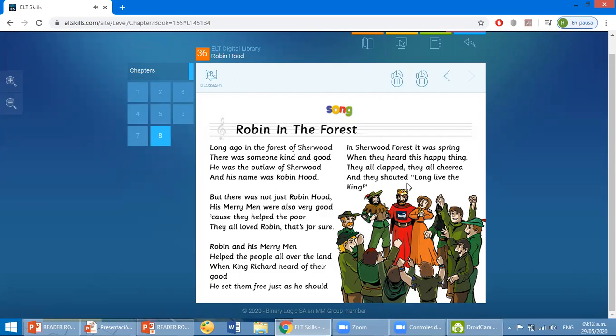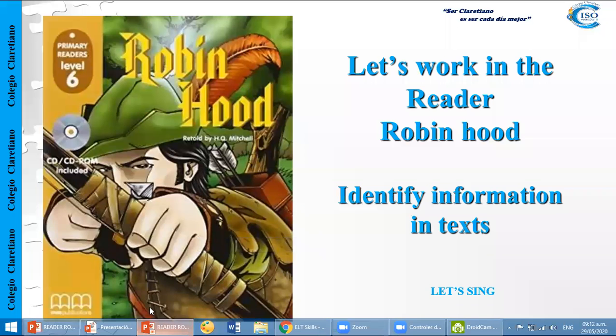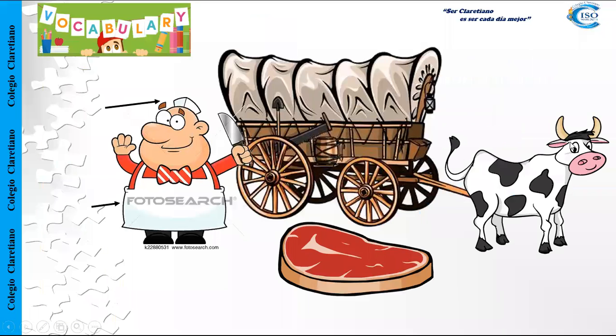Okay, good. This is the song, remember? You can practice at home, okay? It's in chapter 8 at the end, in the last page. Today, we are going to work in chapter 3. But first, let's see some vocabulary, because in this chapter, we have new vocabulary. Okay, look at this picture, please. This is the vocabulary we are going to use in this chapter. Listen and repeat, please.